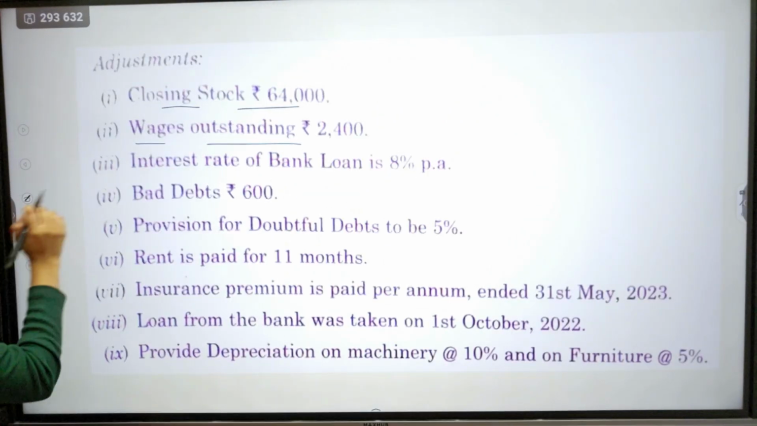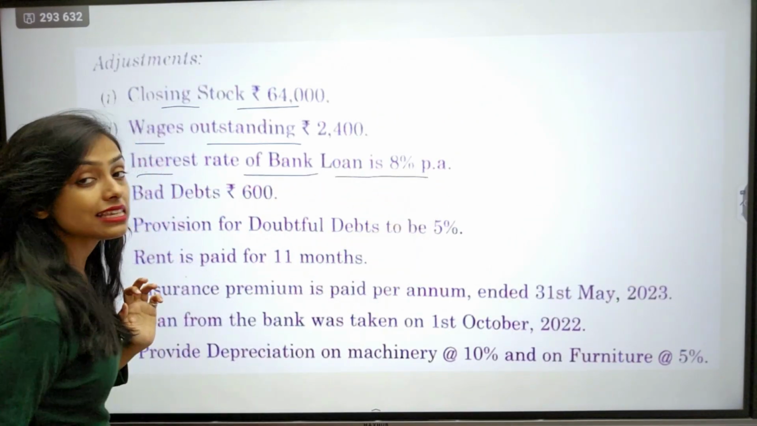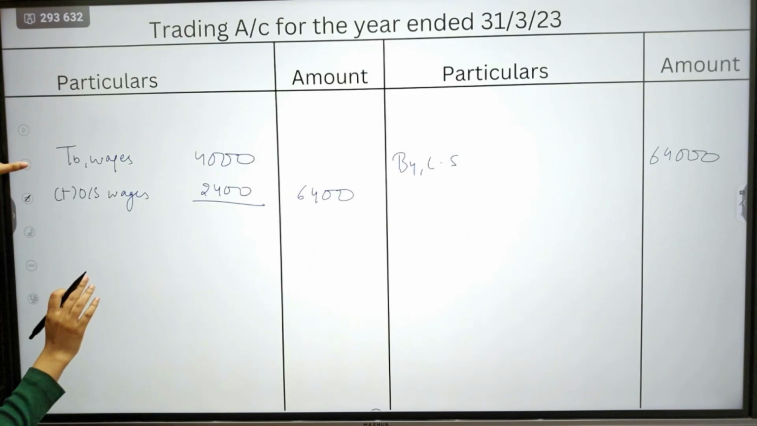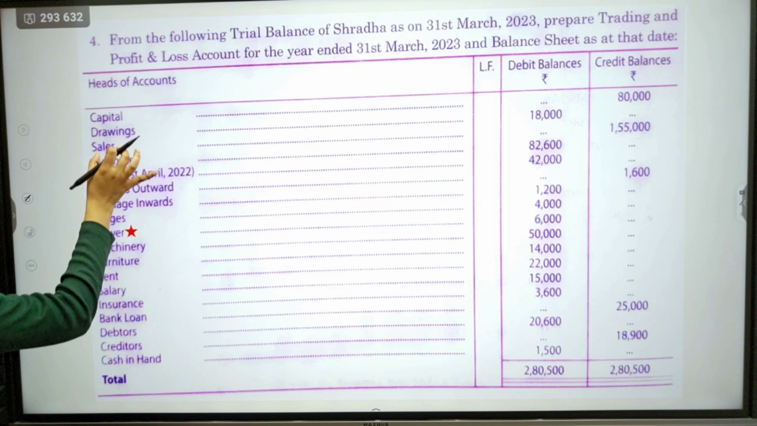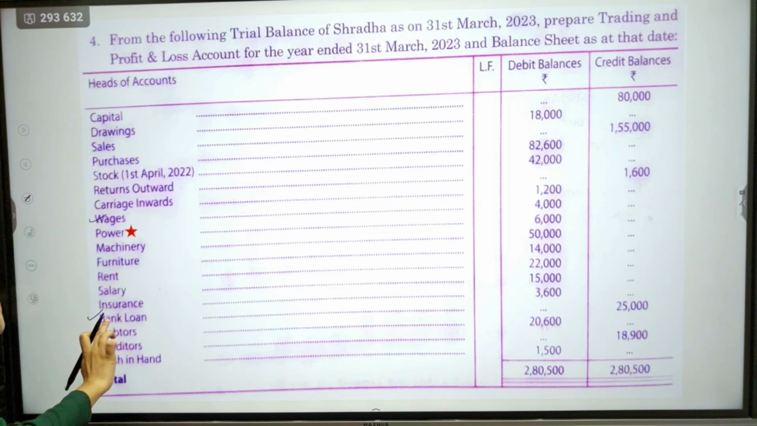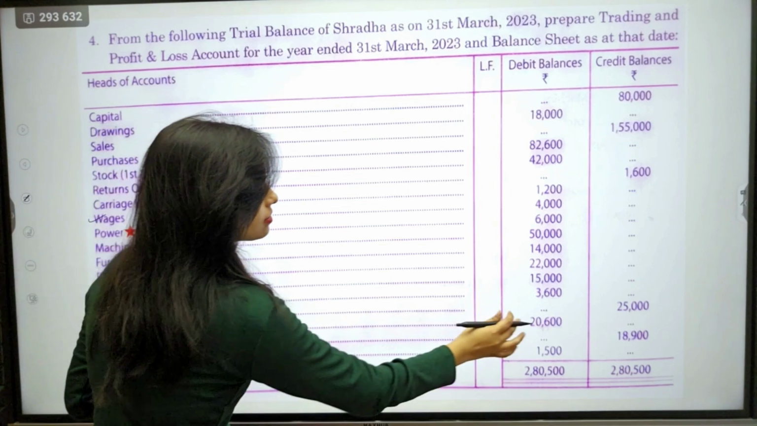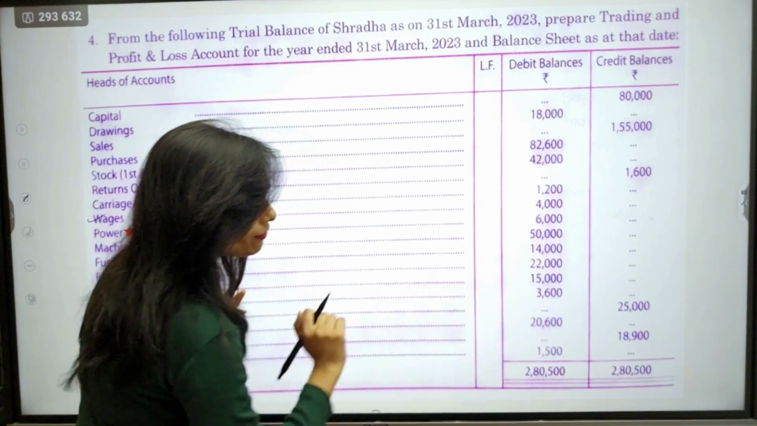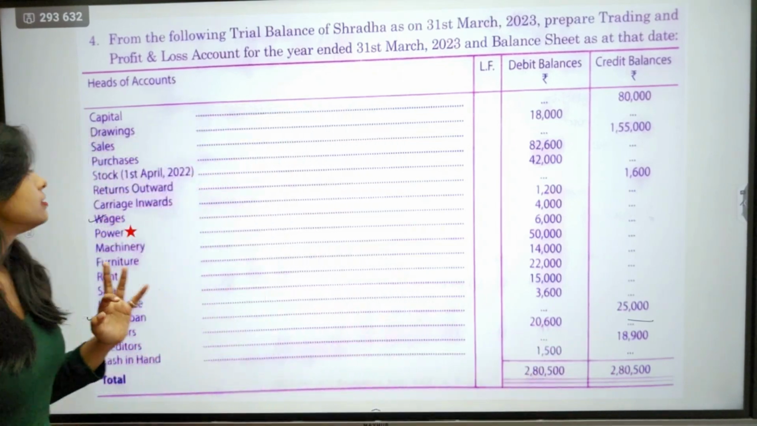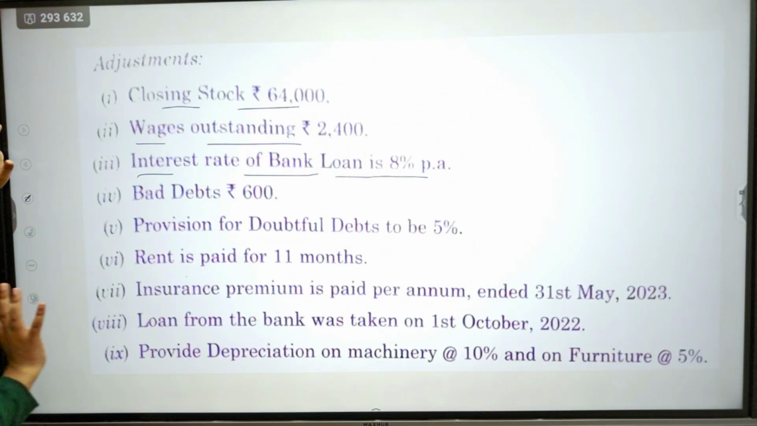Understood? Then interest rate of bank loan is 8% per annum. It is talking about some bank loan. Let's first find what item is it talking about. So bank loan, there has to be a bank loan. This is the bank loan. How much is it? This is 25,000 rupees bank loan we have taken.